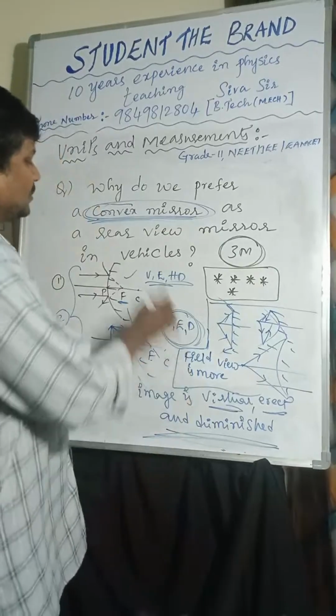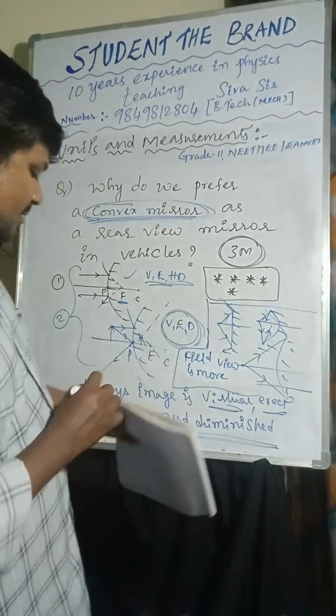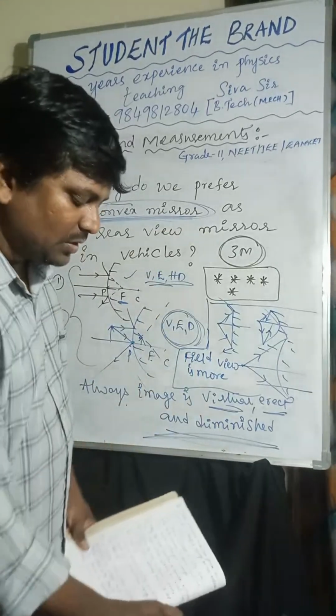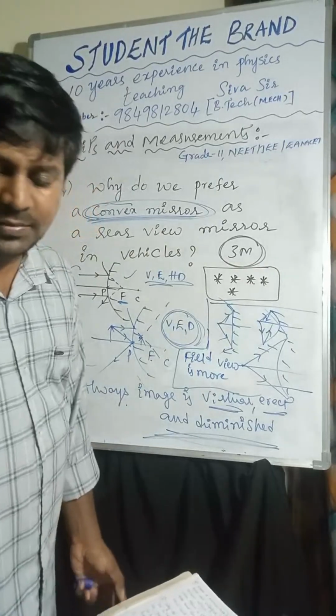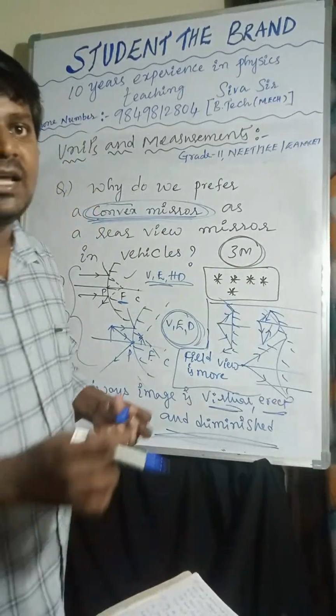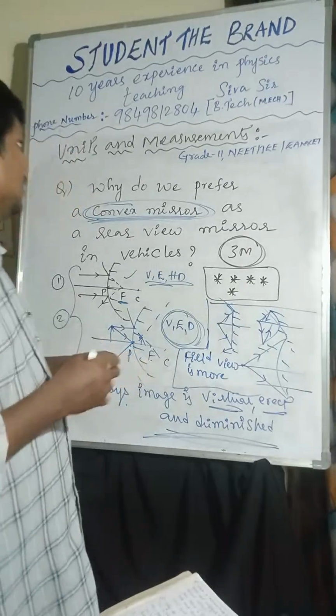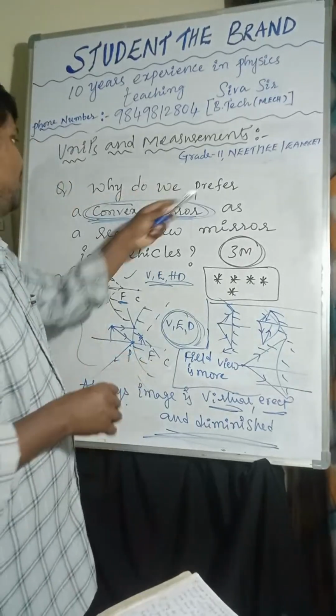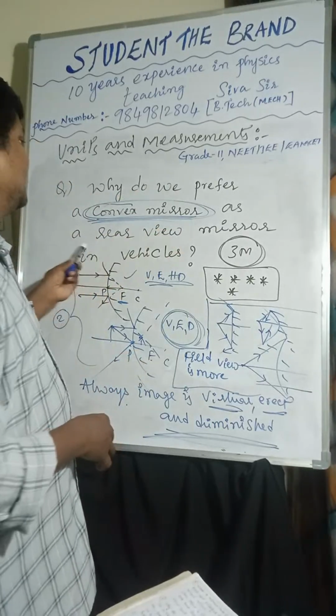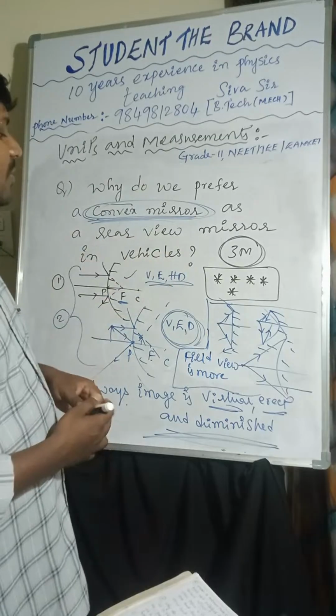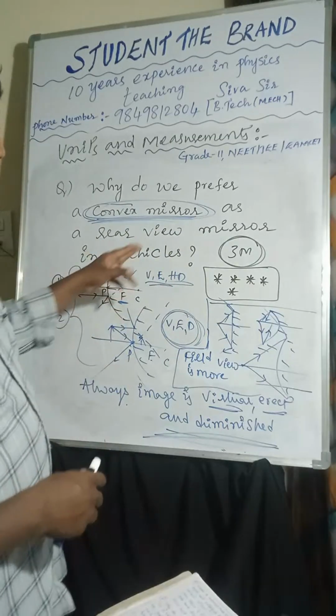So here, in these two cases, the convex mirror is very important. That is the reason we are using a convex mirror. Two cases, once again I will explain, listen carefully. Why do we prefer a convex mirror as a rear view mirror in vehicles?